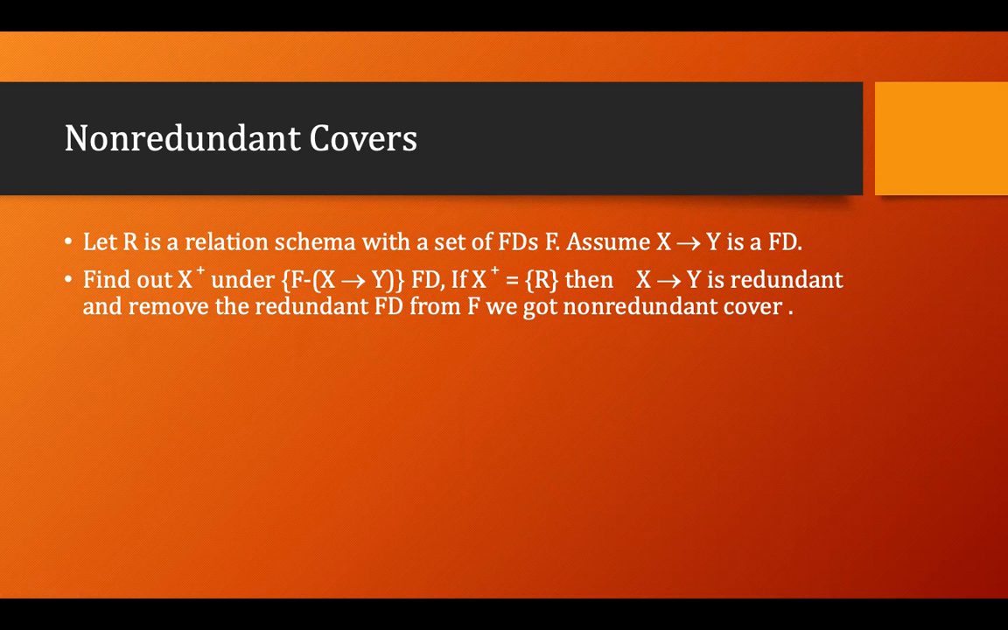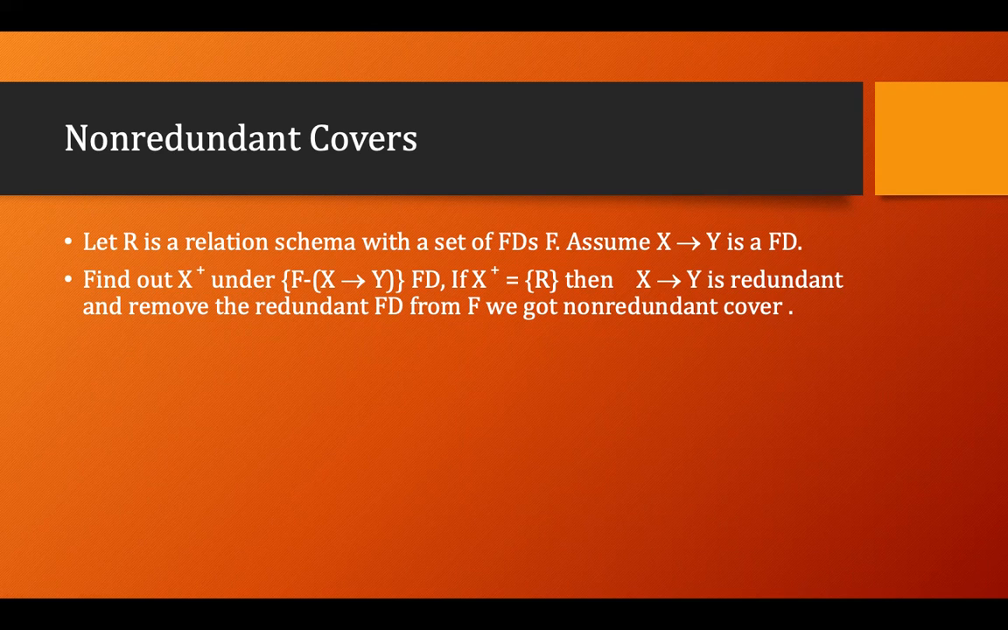So in the non-redundant covers, we are looking for those functional dependencies which are unique for a particular relation or a particular table. So in a relation, there are many attributes, or in a table, there are many attributes. These attributes we represent in terms of columns, and the relation between these columns, these attributes in a relation or in a table is called functional dependency.